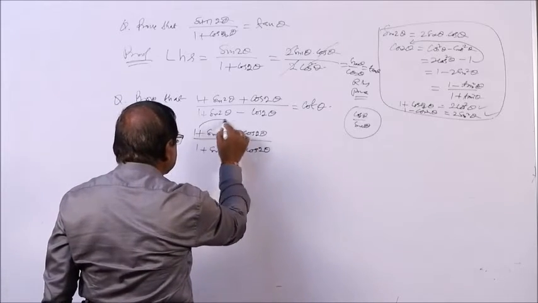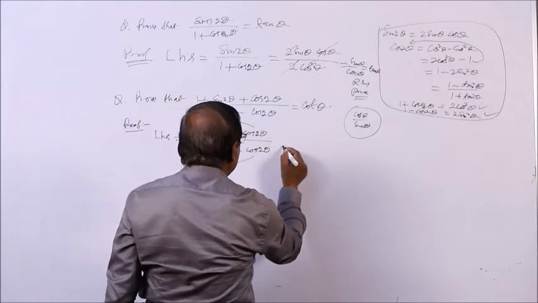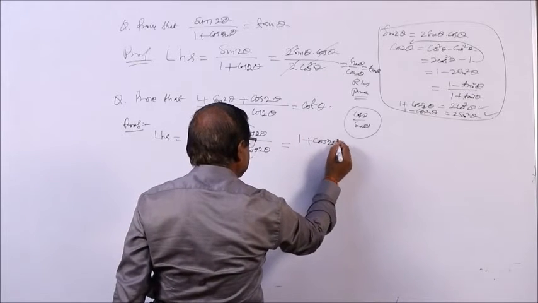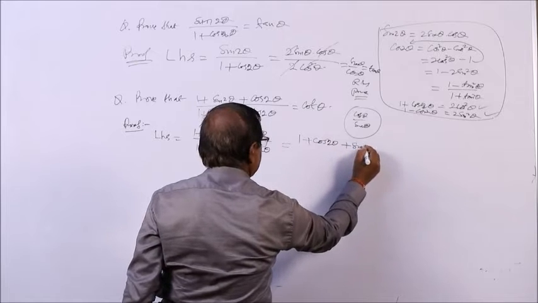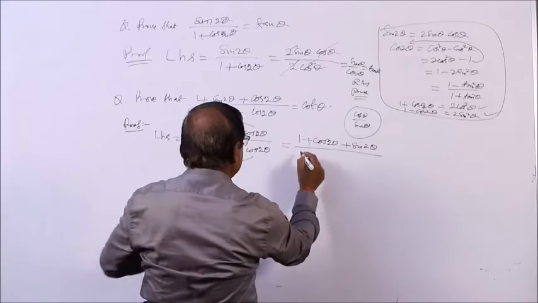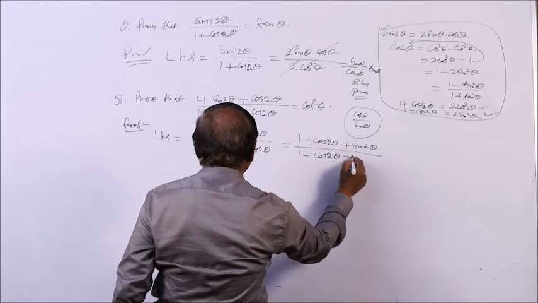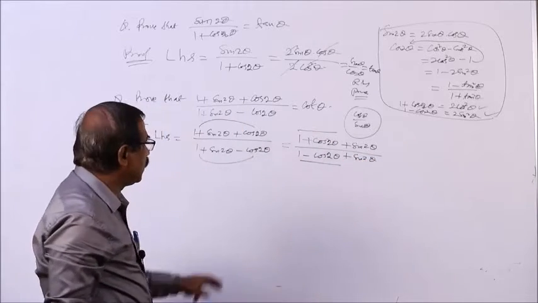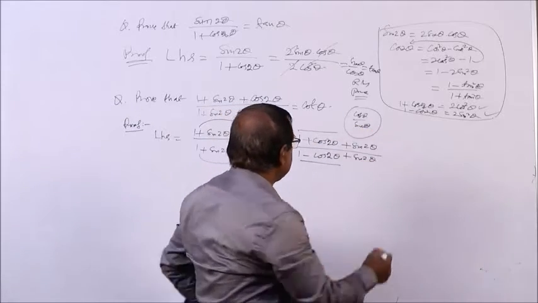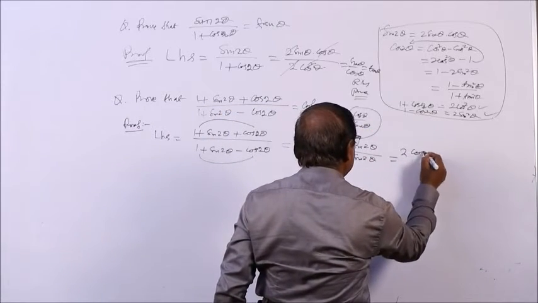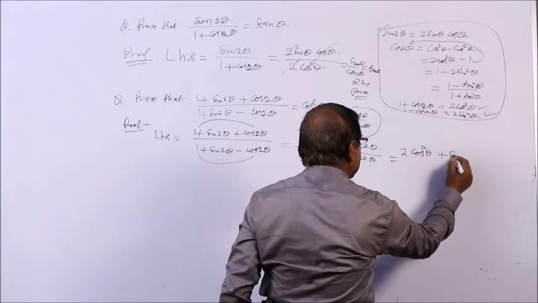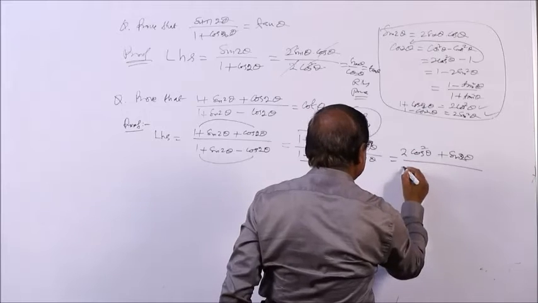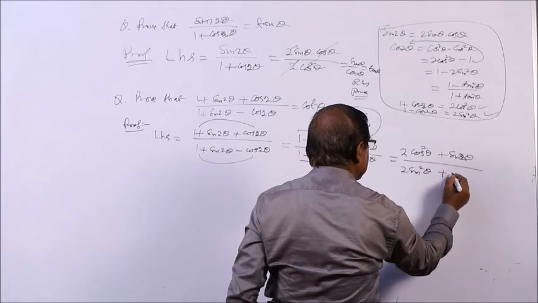Let us arrange this. What will I do? Let us arrange: 1 plus cos 2 theta, right? Then again 1 minus cos 2 theta plus sin 2 theta. I have told you why I have arranged this, so that I can apply this formula, right? So 1 plus cos 2 theta is 2 cos square theta, and 1 minus cos 2 theta is 2 sin square theta.